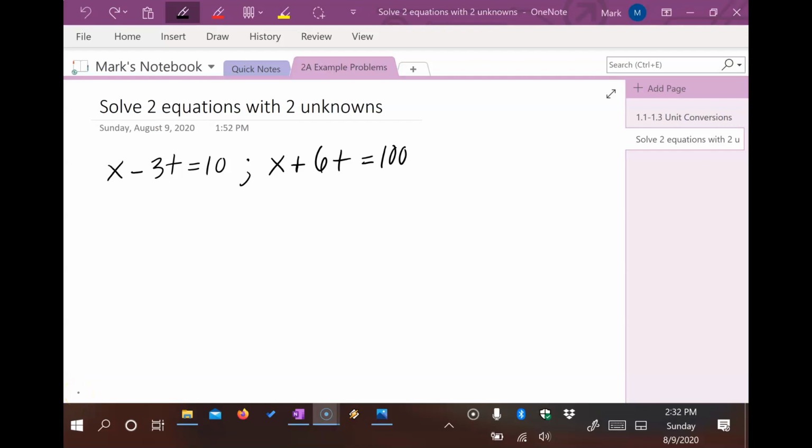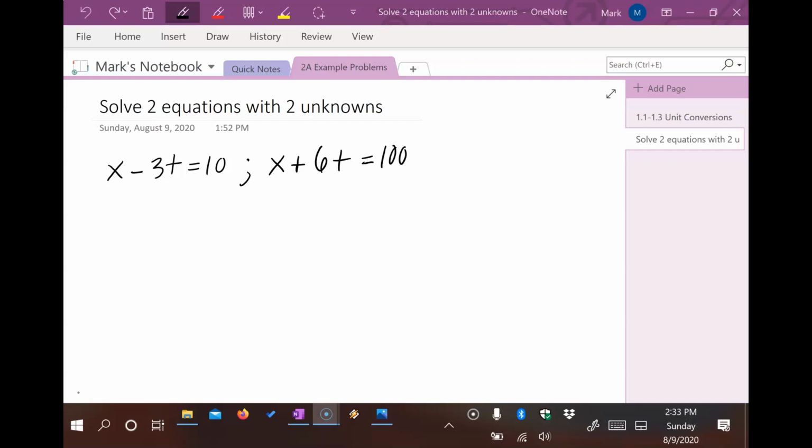Hi, this video is to teach you how to solve two equations with two unknowns. You have a problem on your first lab math review, the last problem, which involves this technique. And in general, we use a lot of algebra in physics, and this comes up pretty often.